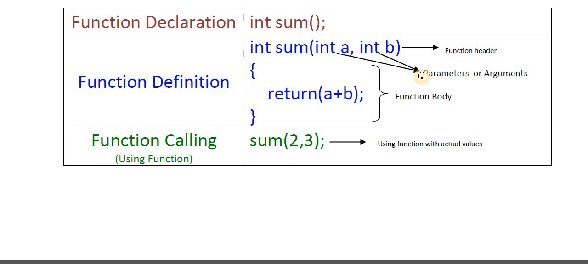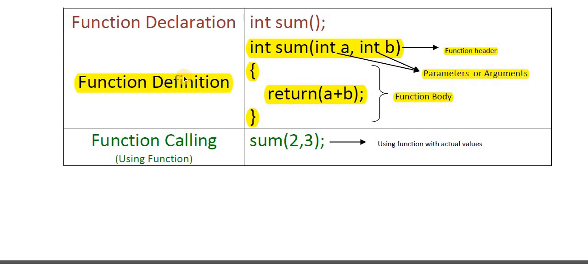Okay, then in the header, integer sum, int a, int b, integer a, integer b, these two values are called parameters of the function, or they are also called arguments of the function. Parameter means a value given inside the parenthesis of the function. So this total process is called function definition.